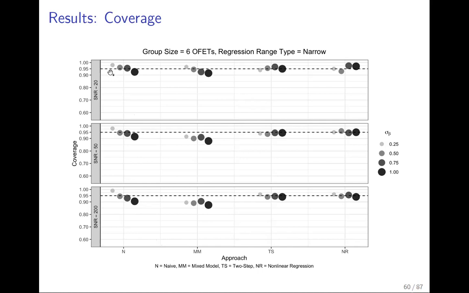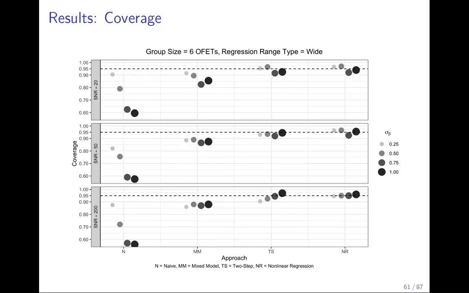Here, the coverages for the approaches were in the neighborhood of 0.95, but the naive approach coverages decreased as sigma beta increased, and the mixed model approach coverages tended to be a fair distance below 0.95. The nonlinear regression and two-step approaches didn't have these problems.